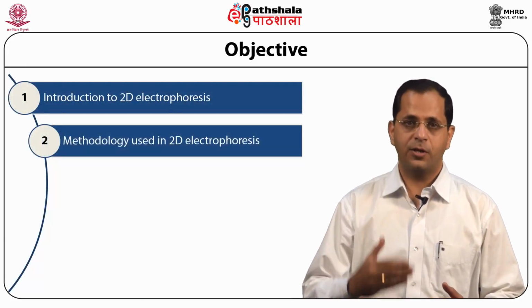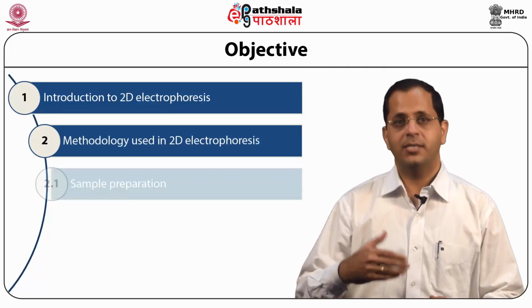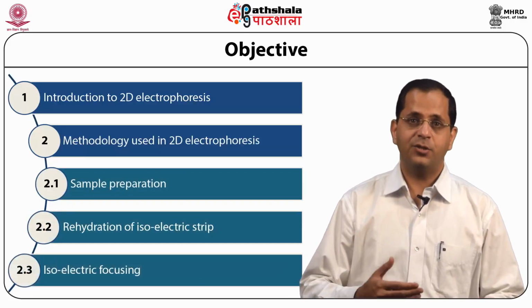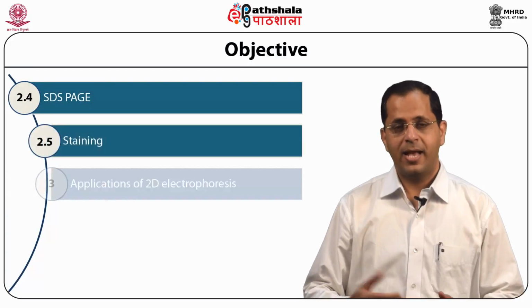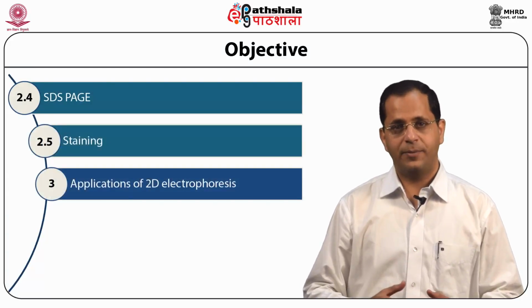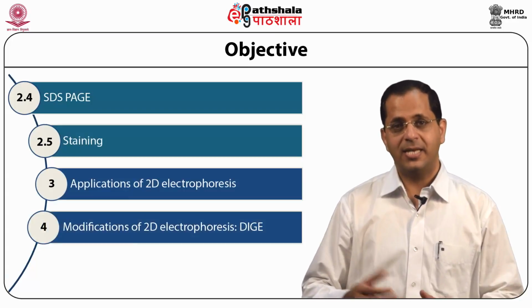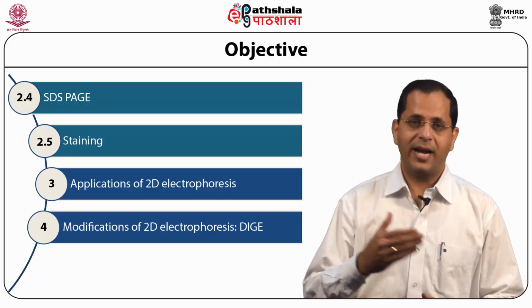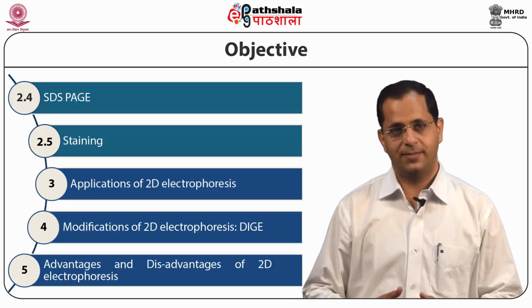Then we go on to the methodology used in 2D electrophoresis, pertaining to sample preparation, rehydration of the isoelectric strip, isoelectric focusing, SDS PAGE, staining, and then applications of two-dimensional electrophoresis, modifications of 2D electrophoresis, that is the differential in-gel expression or DIGE, and finally some of the advantages and disadvantages of 2D electrophoresis will be discussed.